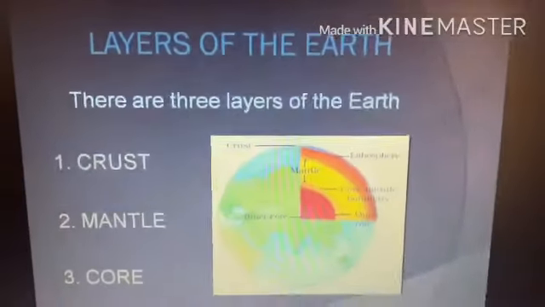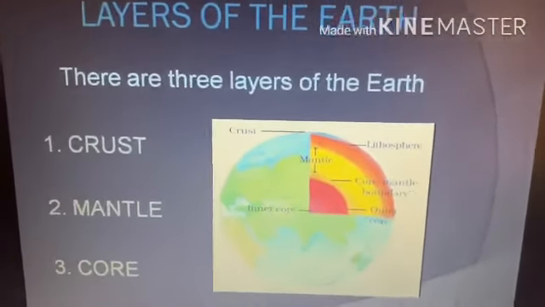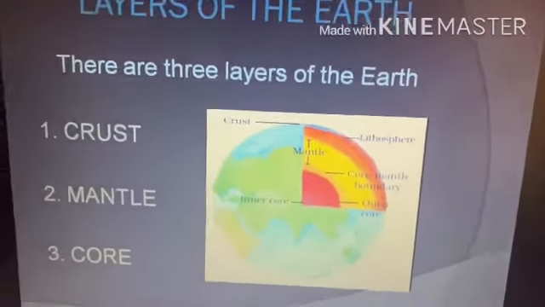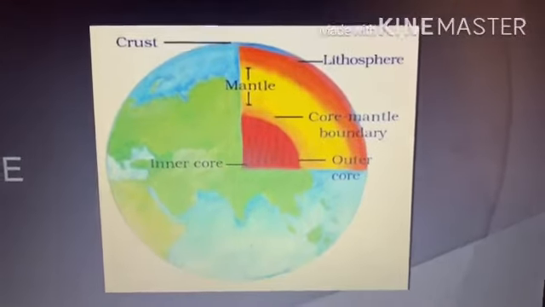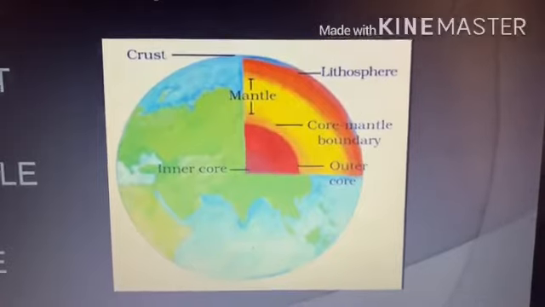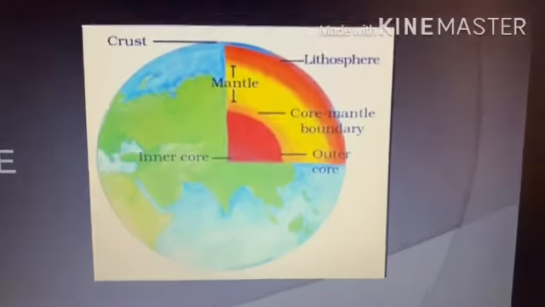Layers of the earth. So how many layers are there? Basically 3 layers are there. First is crust, second mantle and third core. Again, the diagram, you all notice properly. This diagram is very important in your textbook also. This diagram is there and it is a very important diagram.